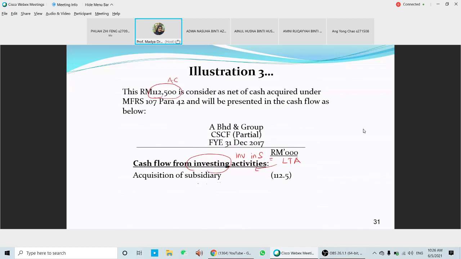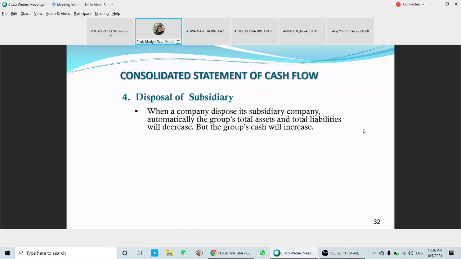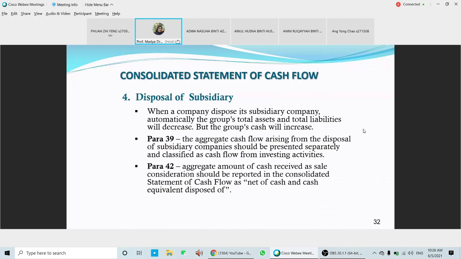Okay, so we're done with example, illustration 3. We move to the next one, the last item that makes a difference between the consolidated statement and the statement of cash flow itself. The last one is the disposal of a subsidiary. When a company disposes of its subsidiary company, automatically the group's total assets and total liabilities will decrease, but the group cash will increase. So when you dispose here, assets and liabilities will reduce, cash will increase. At the same time, you're going to have a gain on disposals.